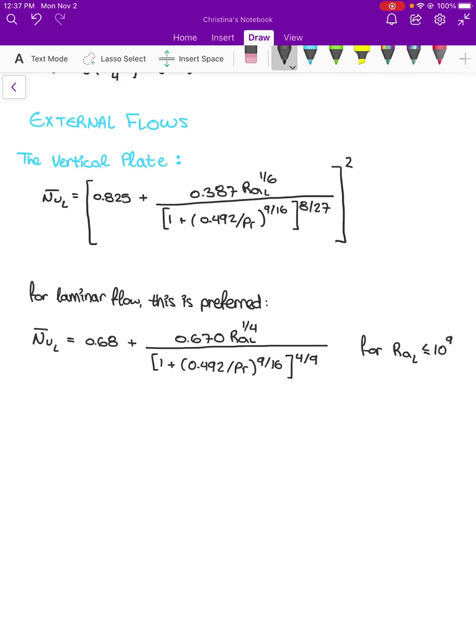These two correlations have been obtained for isothermal plates, meaning when Ts is constant. In the case of constant surface heat flux, the best result will be given if the Rayleigh and Nusselt numbers are calculated in terms of the temperature difference at the midpoint of the plate. So you can use the same equations, except calculate all the values at the halfway point.